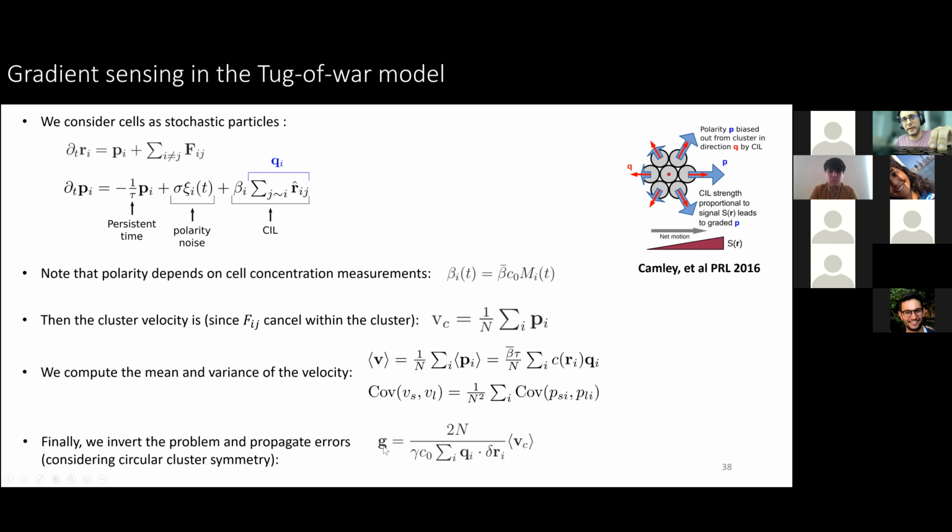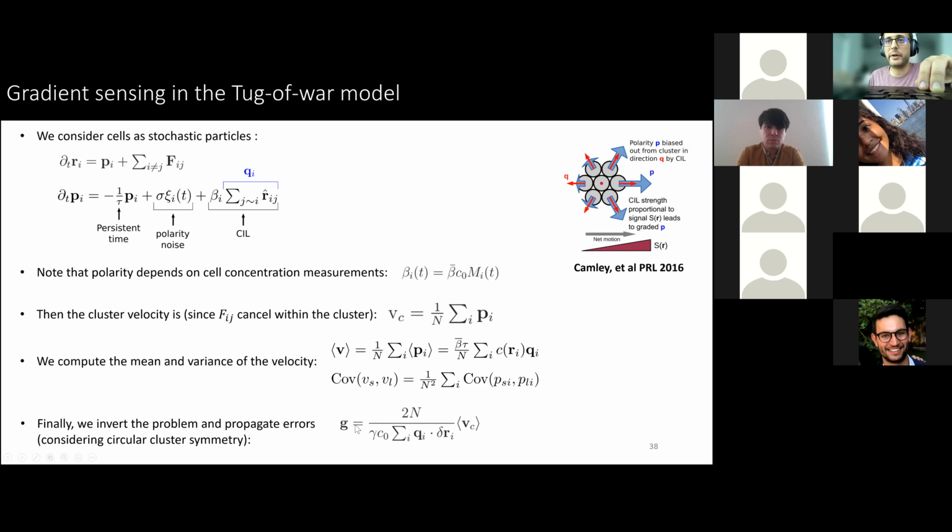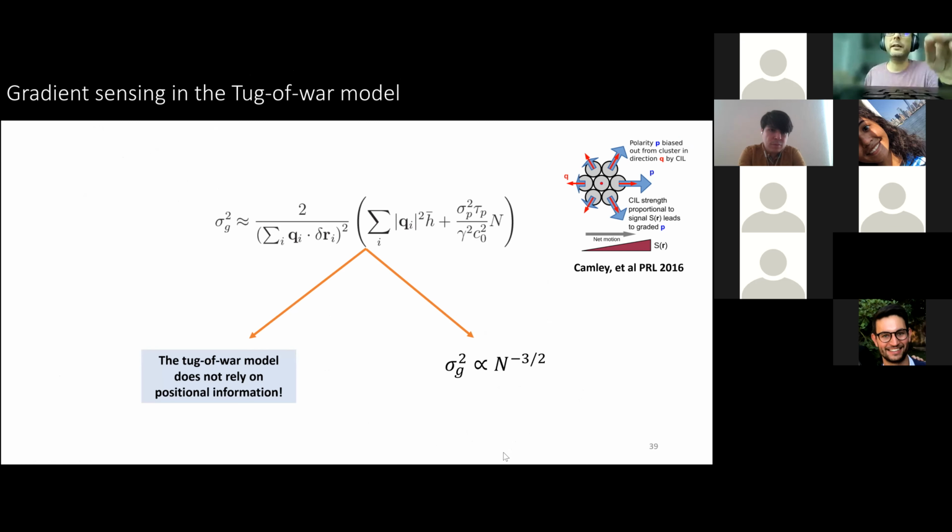That means we can write this equation where we relate the chemical gradient with the velocity. Then we can propagate errors and finally find the expression of the gradient sensing error for this model. We can see from this equation that we have two terms. The first term has this H bar, which, remember, is the error associated with the concentration measurements. And we also have an error associated with the polarity noise of the cells.